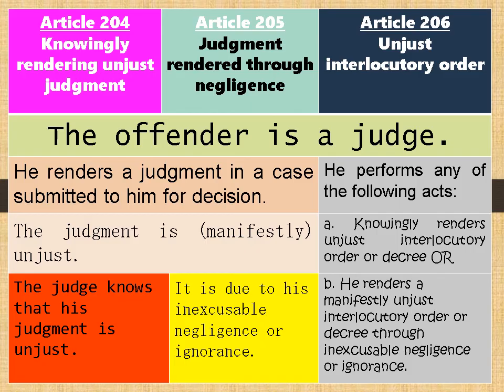So, here, from Articles 204 to 206, iisa ang kanilang requisite. Ang offender, iisa ang offender, and that offender is a judge. So, this is the reason why I put them together. And in Articles 204 and 205, the common requisite, number 2 here, is the judge rendered a judgment in a case submitted to him for decision, and that judgment is unjust. Sa 204, the reason why it is unjust is because the judge has knowledge. He knows that his judgment is unjust. In 205, hindi niya alam. He has no knowledge. But the reason why his judgment is unjust is because it is a product of the judge's ignorance or inexcusable negligence.